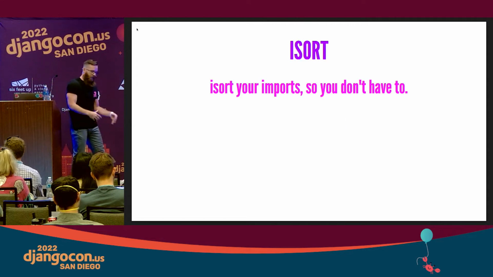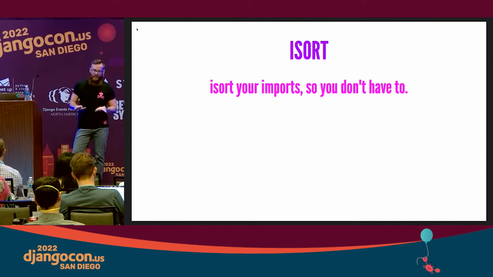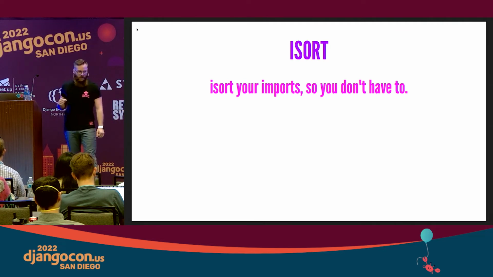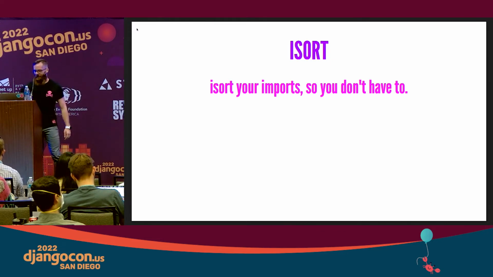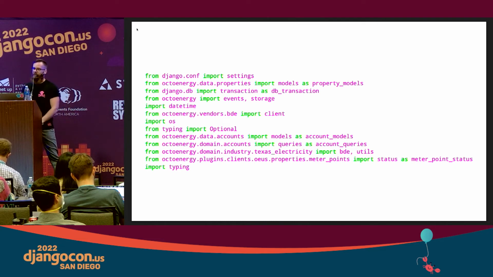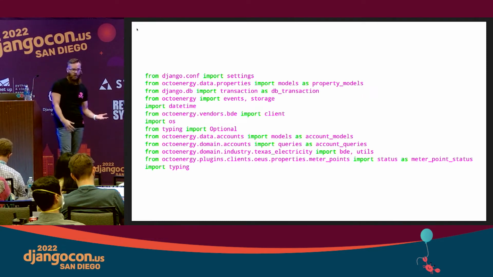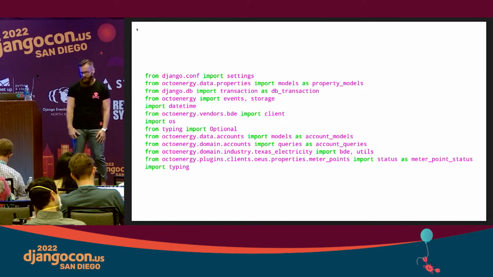So I can write code however I want. I throw it to Black. It formats the stuff. Another thing that's really interesting is isort. I think isort has this cute little tagline: I sort your imports so you don't have to. Again, similar to Black, it's useful to see what it does. That would be way more explanatory than me telling you the details.